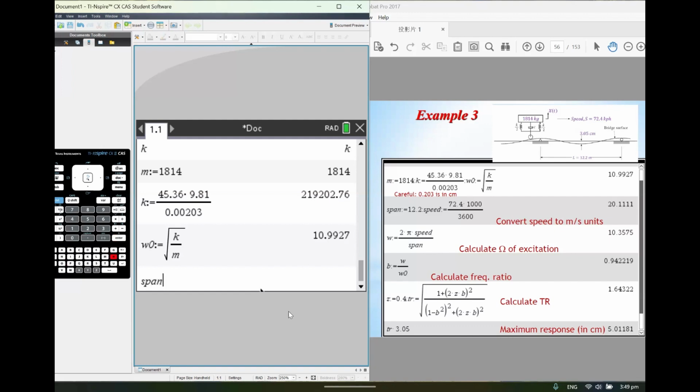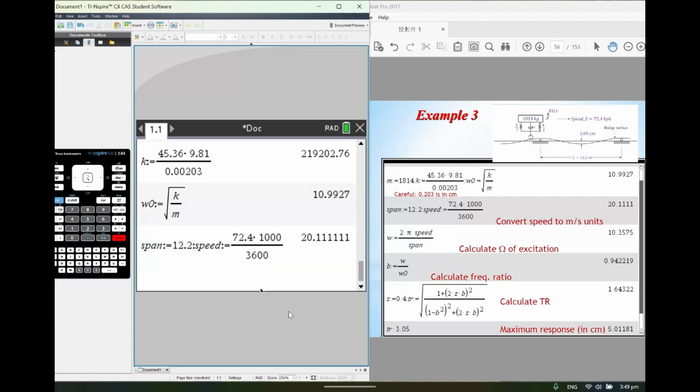And the span is 12.2 meters. And after a colon, you can put multiple inputs on one line. The speed is, be careful with the units here again, 72.4, which is in kilometers. So multiply that by 1,000 meters, and that's per hour, so that's 3,600 seconds. So that's our speed.